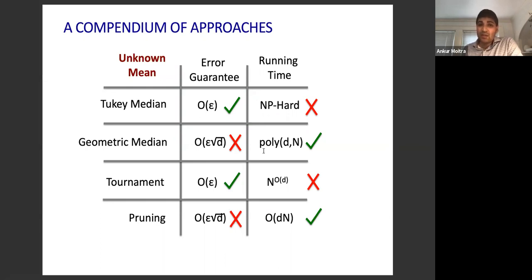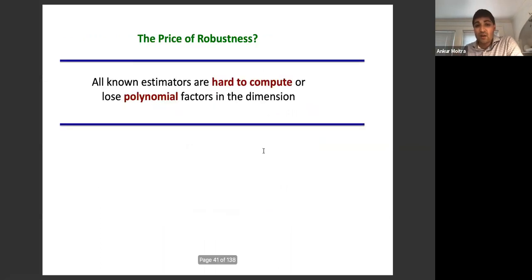Now, epsilon times root d is a horrible guarantee for reasons that I'll get into just on the next slide. So let's talk about this issue. Now, in my field, we love naming these things as the price of, right? So maybe this is just some kind of price of robustness. This is some kind of steep price we pay for deviations in our model. Because just to summarize, all the known estimators, even for the most basic problem, estimating the high dimensional mean, are either hard to compute beyond dimension 6, or they lose polynomial factors in their dimension.